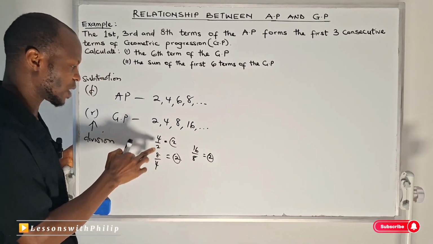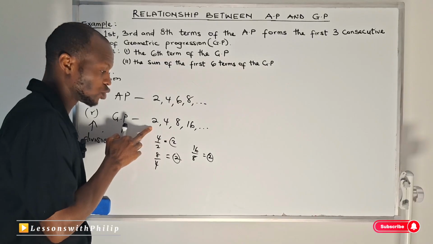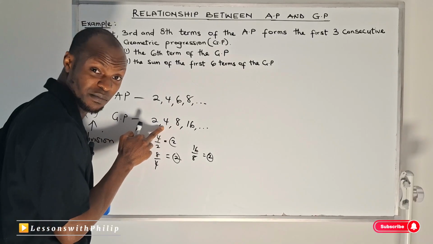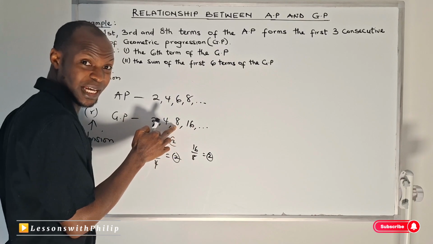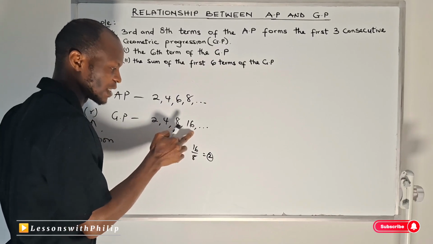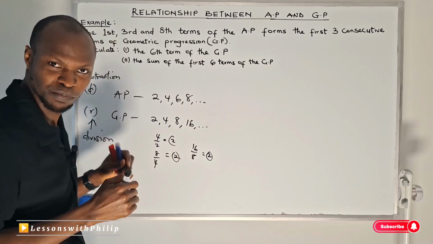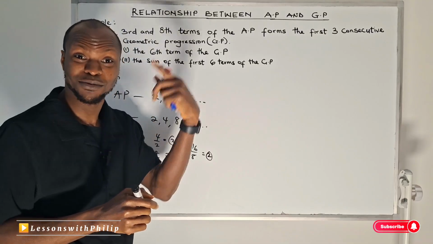Somebody may say, can we subtract? 4 minus 2 will give me 2. 8 minus 4 cannot give me 2, it will give me 4. 16 minus 8 will give me 8, not 2. That is to tell you that this is not an AP, but a geometric progression. We've explained that in one of our classes.